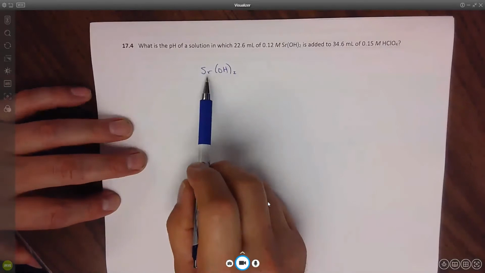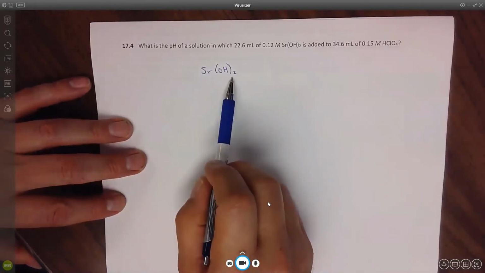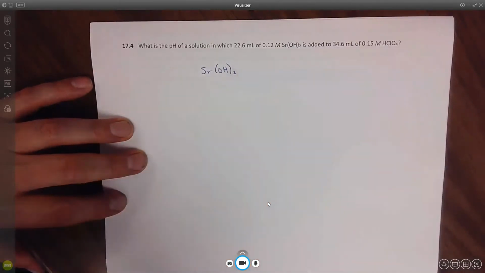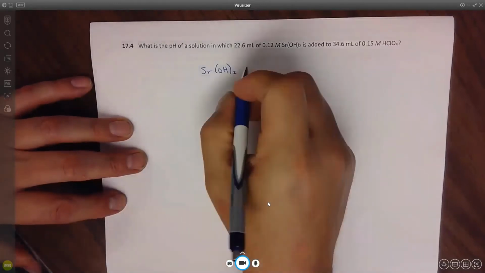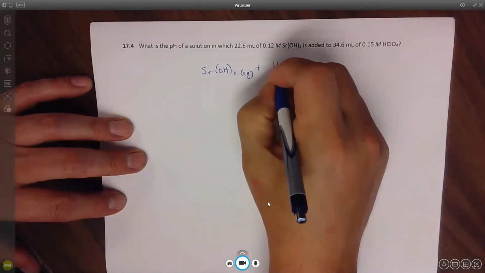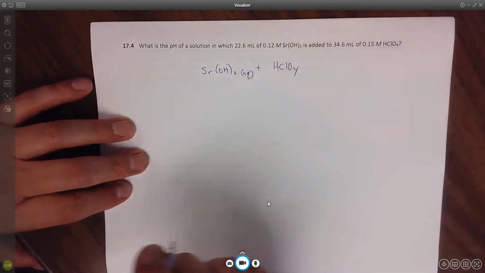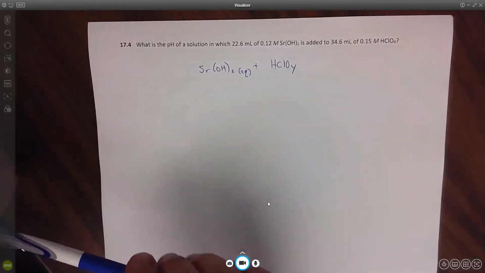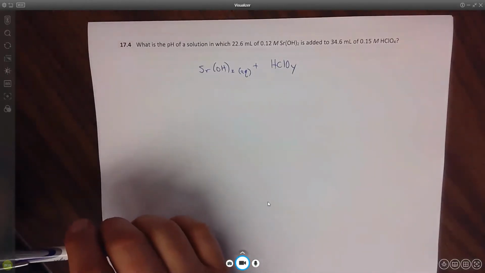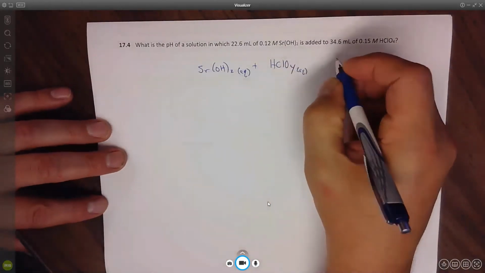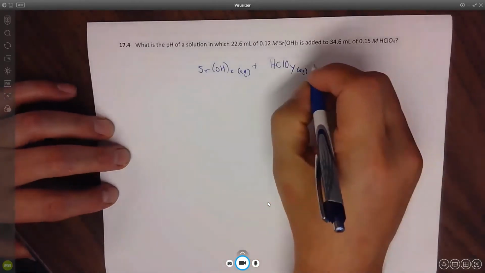So if it's in water, what phase label would I give this? Aqueous. It's aqueous. Why? Because it's a strong base. That's right, it's one of our 6 strong bases, so it's aqueous. And then I have this HClO4, and what phase label do I give it? Aqueous, because all acids are. And then what would my products be?